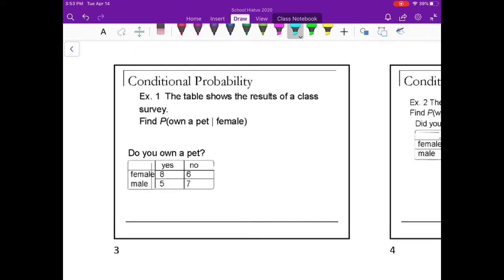Here we have a conditional probability where the table shows the results of a class survey, and the survey indicates female and male and whether they own a pet or do not own a pet. So we want to find the probability that the respondent owns a pet given that they are female. The conditional probability limits the sample space, and the limit is based on this given part of the condition. So we're looking at only the females.